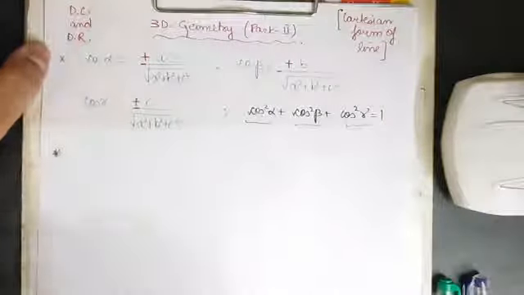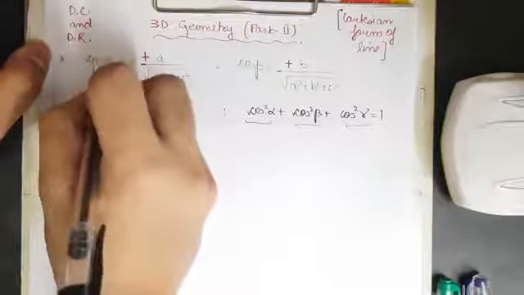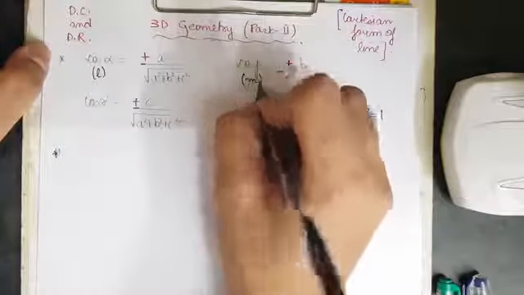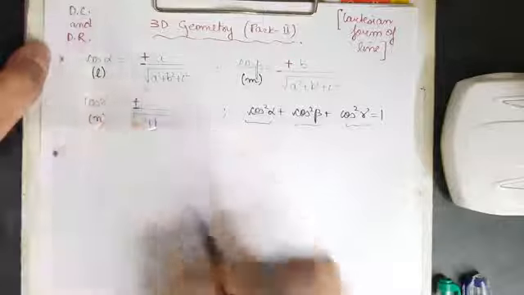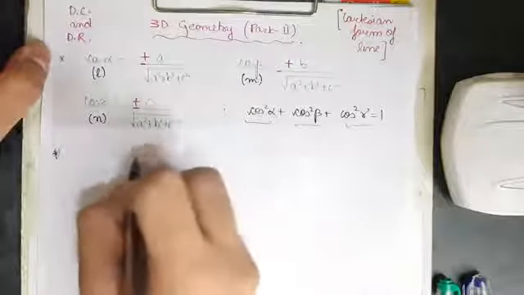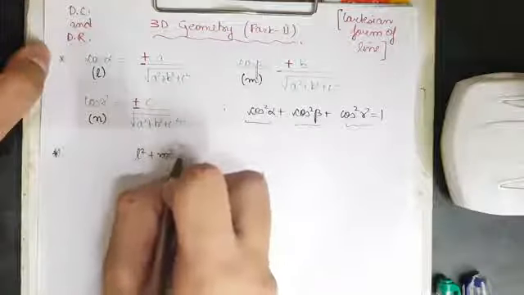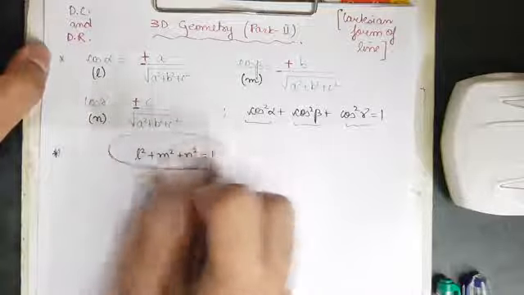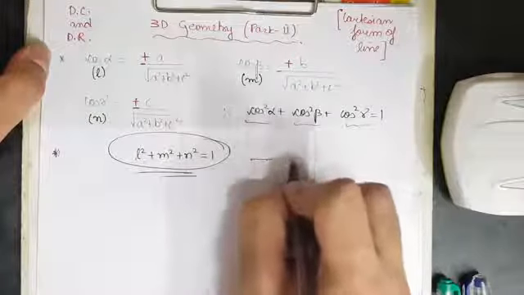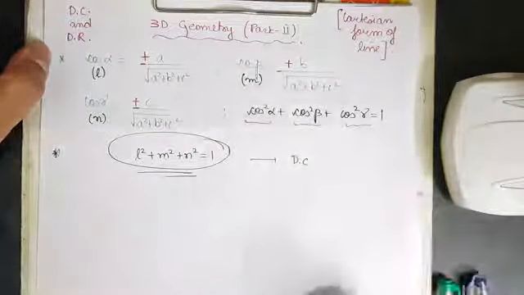Now let me say that cos alpha has some value L. Cos beta, let me say it to be M. And cos gamma, let me say it to be N. So what I can say finally is that L square plus M square plus N square has to be equal to 1 always for direction cosines. I hope that this point is proved to you.